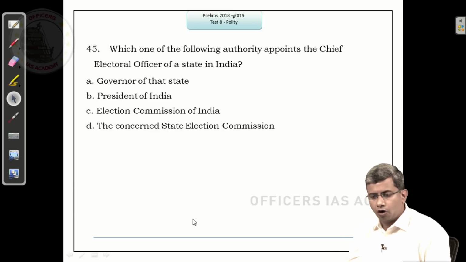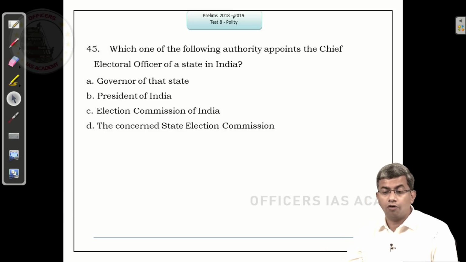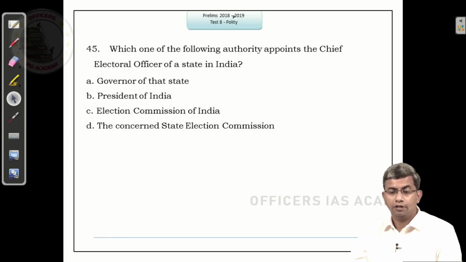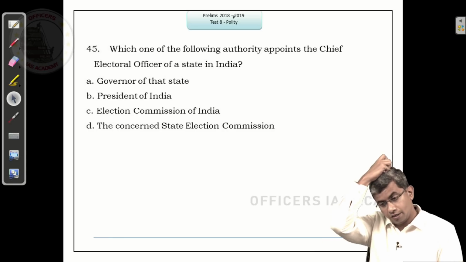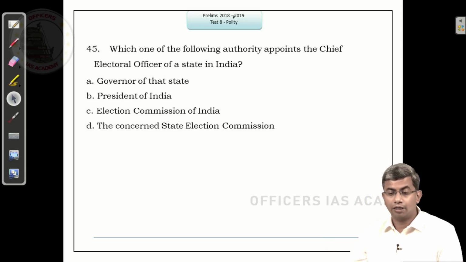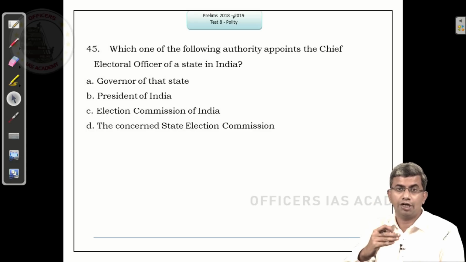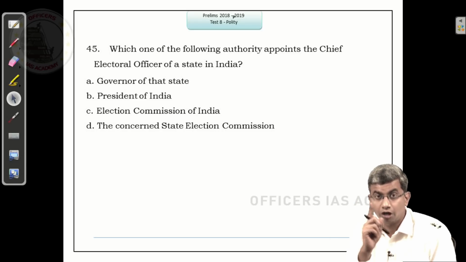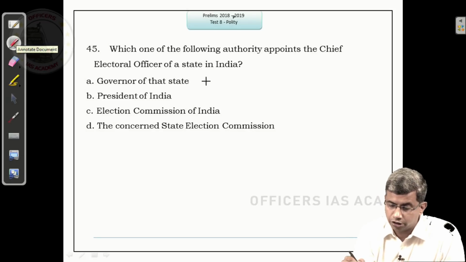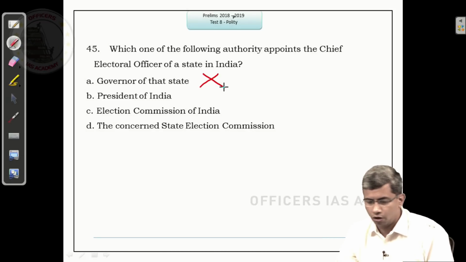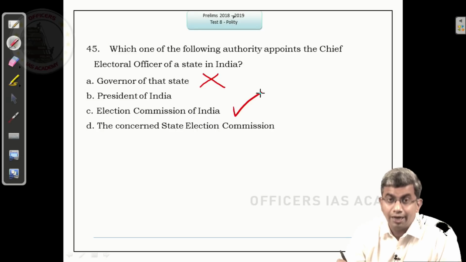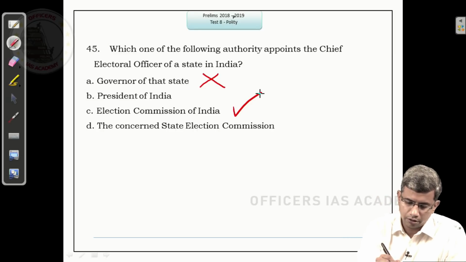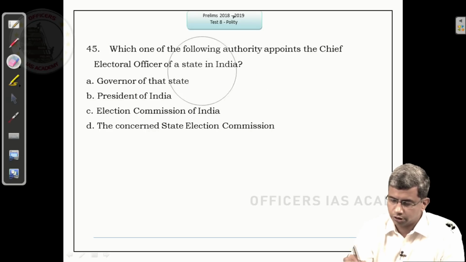Which one of the following authority appoints the chief electoral officer of a state in India? Governor of that state, President of India, Election Commission of India, the concerned state election commission. So the chief electoral officer is appointed by the Election Commission of India based on the list of names recommended by the state government. The state government usually sends 3 names and the appointment is done by the Election Commission of India. So it is not the governor of that state who appoints the chief electoral officer, but the Election Commission of India. So that is the answer for this question.